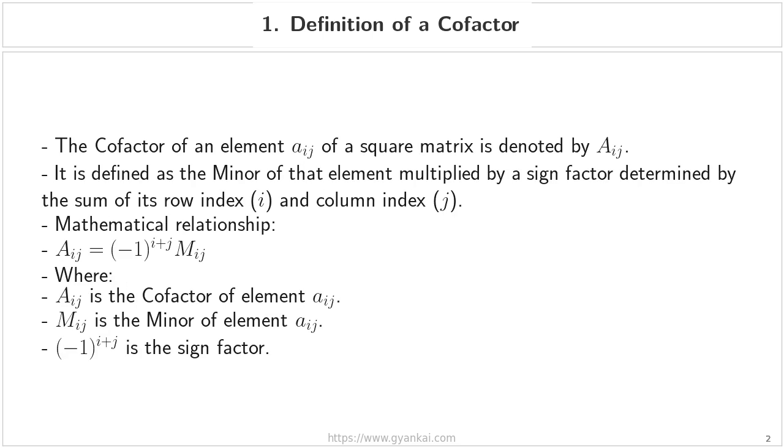To make sure we are all on the same page with this formula, let's break down the notation. A sub ij represents the cofactor of our element. M sub ij represents the minor of that same element. And that term, -1 raised to the power of i plus j, is what we call the sign factor. In the next slide, I will show you exactly how that sign factor works to either keep the sign the same or flip it.